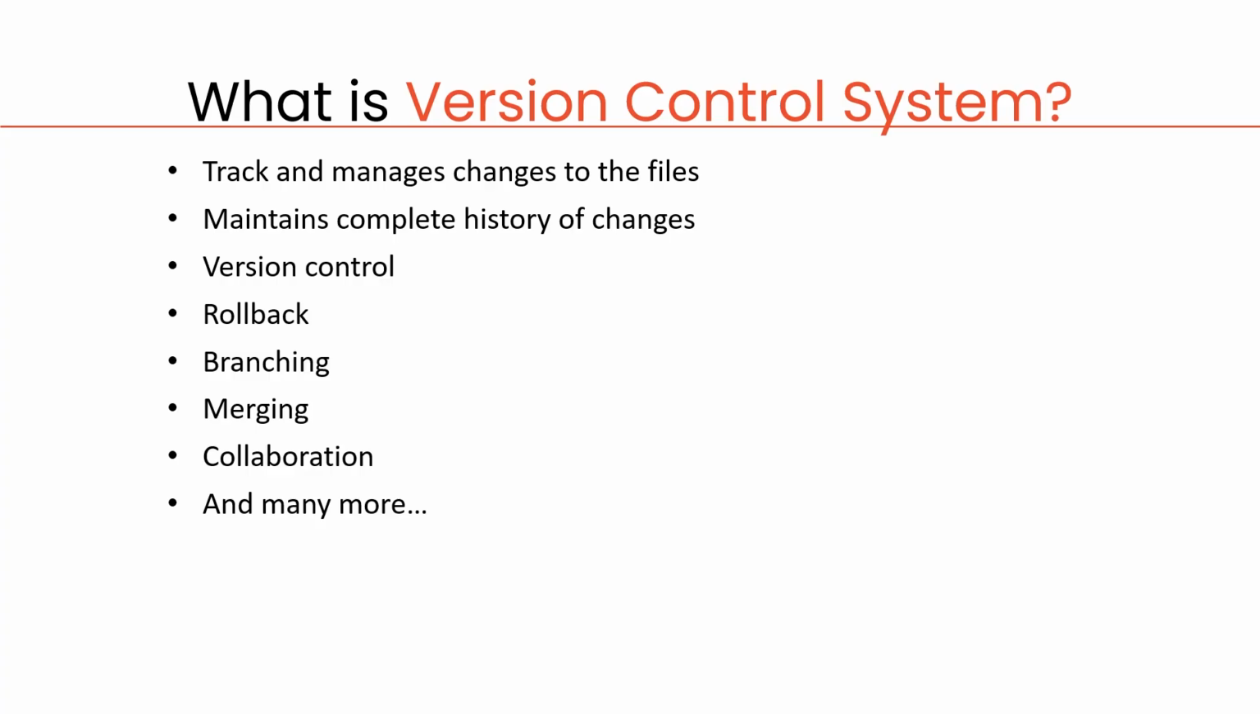What is version control system? It tracks and manages changes to the files. It maintains complete history of changes. It provides version control, rollback, branching, merging, collaboration, and many more.